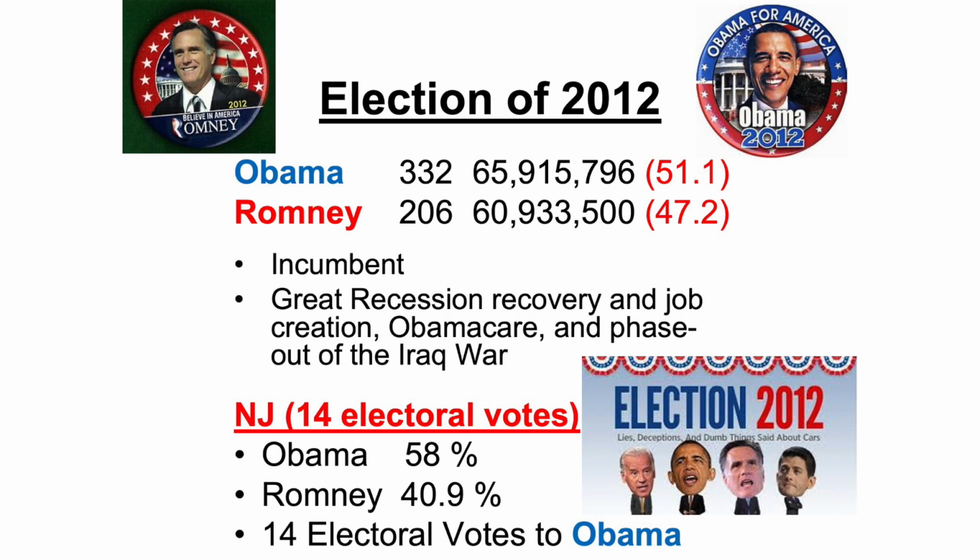And what's fascinating is I think this is the last campaign we've had where a candidate got over 50%. I hope we're not in an era where everything's going to be a squeaker in the 40s, but it's looking kind of that way. And the 14 electoral votes in New Jersey for Obama.